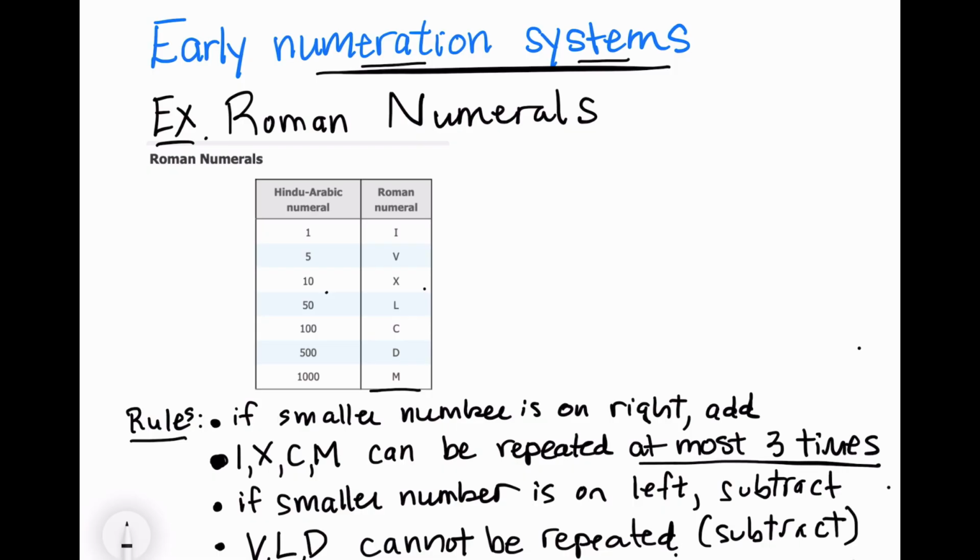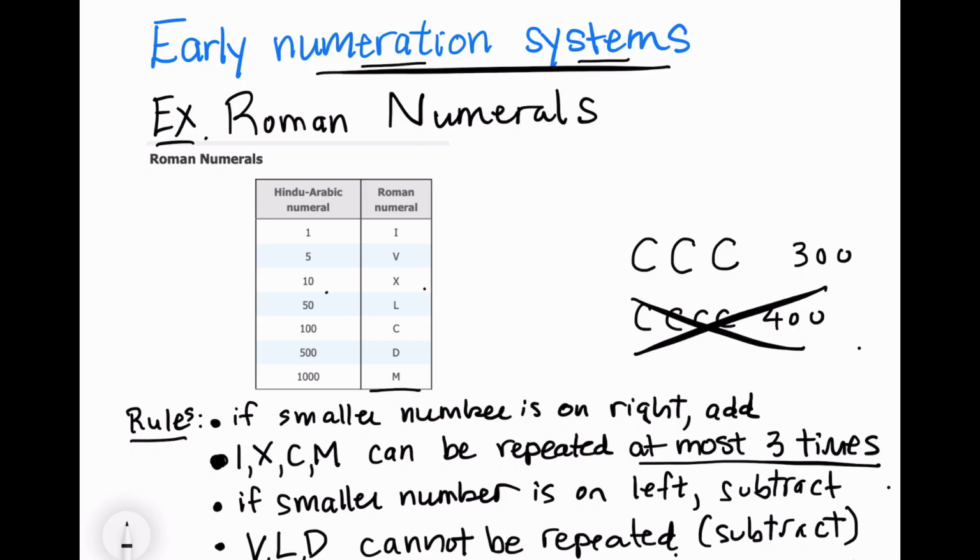So that just means if I were to write CCC, that can represent the number 300, but I cannot use CCCC to represent 400, okay? For 400, we would use the subtractive property instead. And that's the next rule: if a smaller number is on the left, we subtract.